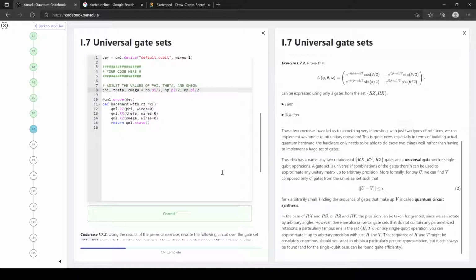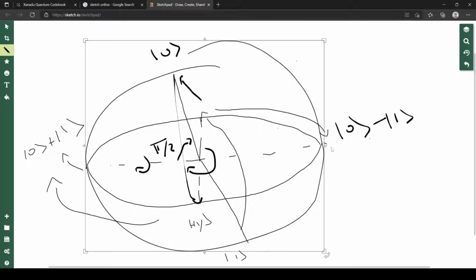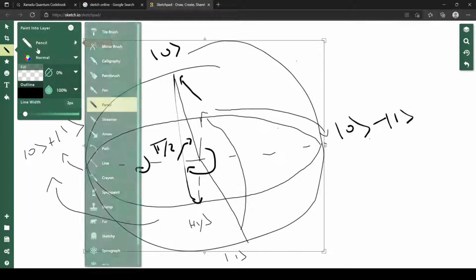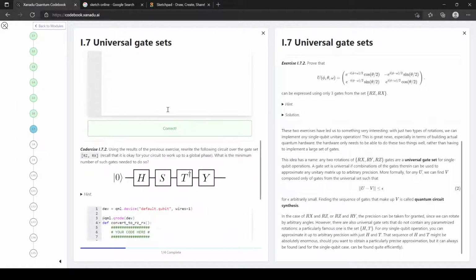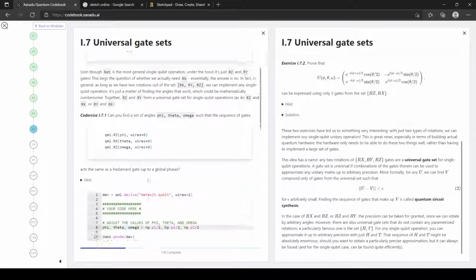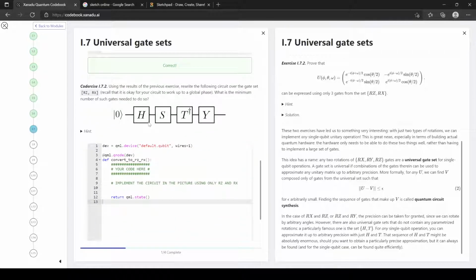Maybe there's just some sign I'm messing up. Oh, yeah, there's just some sign. I guess RX goes the other way. That's my bad. So RX actually goes around this way instead. Okay, that was just my bad. I didn't realize what it was doing. There probably was an easier way to do that, but that was just my method.